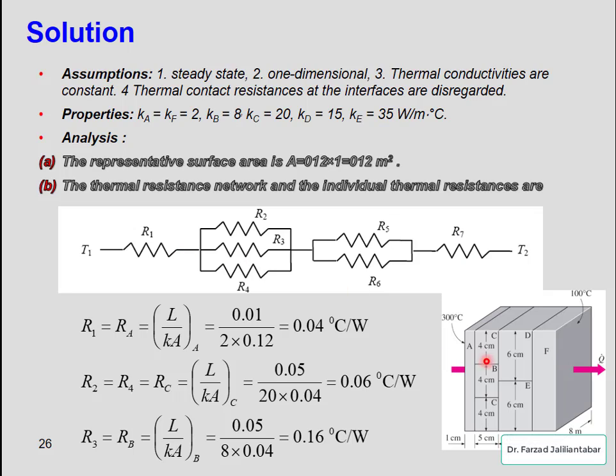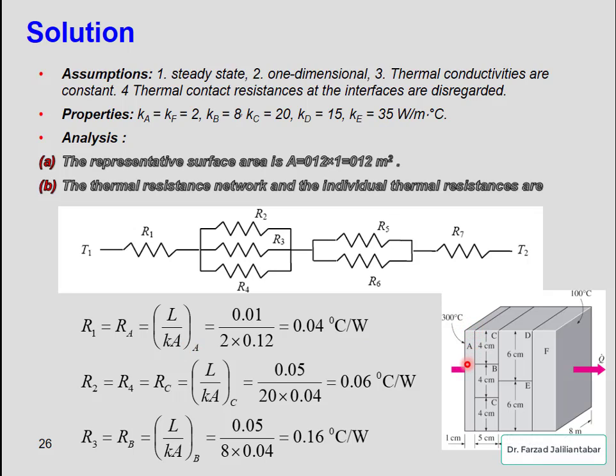Then let's calculate the conductive thermal resistance for all of these materials. It's easy because this is the conductive thermal resistance for a plane wall. We have this equation: thickness of that wall divided by thermal conductivity of that material times the surface area of the heat transfer. So the conductive thermal resistance for section 1, which is made of one material A, is equal to thickness of that material divided by thermal conductivity of material A times the surface area.